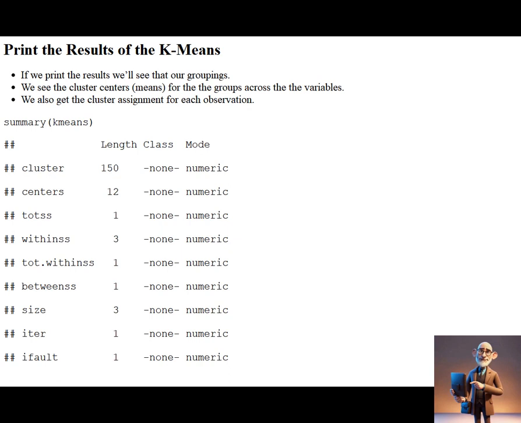Examining the cluster centers helps us understand the characteristics and values that define each cluster. It's a snapshot of the average feature values within each cluster. The cluster assignment for each observation allows us to see how the algorithm has categorized individual data points. This information is crucial for assessing the accuracy and meaningfulness of the clusters. Printing the results is a quick and effective way to gain an overview of the clustering outcomes. It provides us with tangible information that we can use to interpret and validate the results.